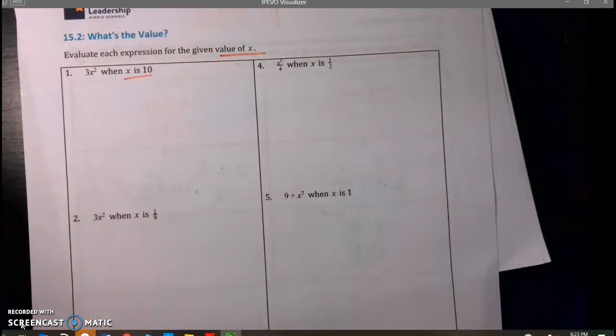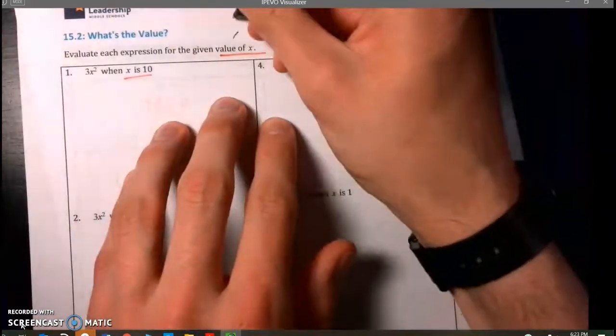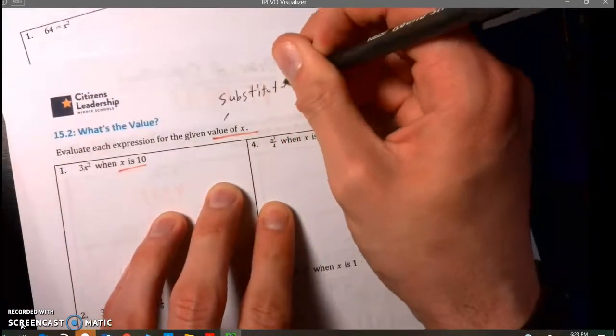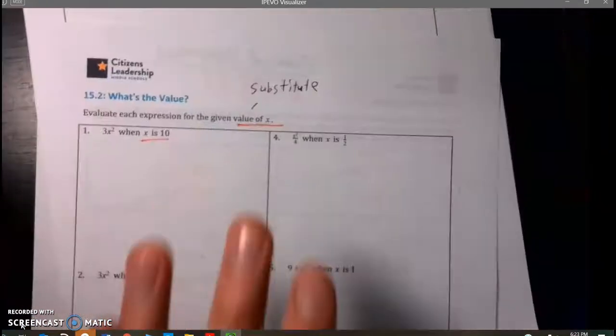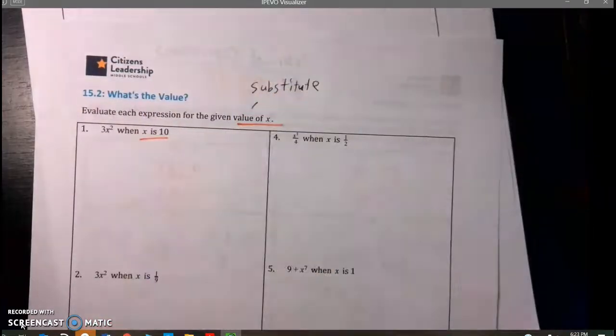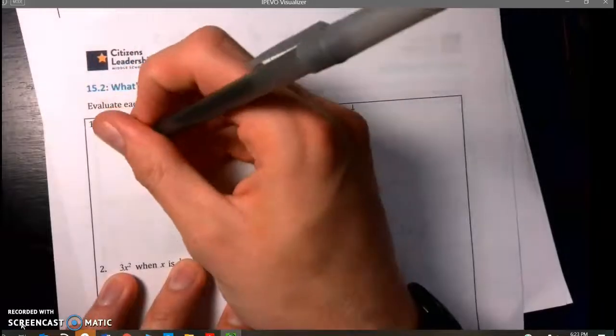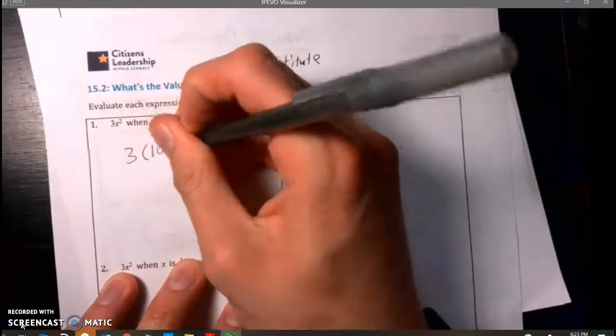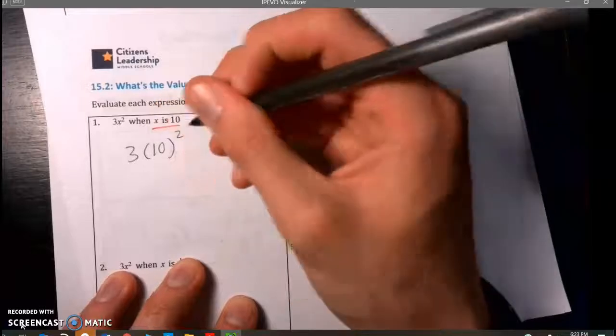So if they give you a value, that means we are going to substitute. Anytime you have a value for a variable, it's telling you x equals 5, y equals 12, whatever. If they're giving you a number for that variable, you need to substitute that value in to solve. Or in this case, they're using the word evaluate. So, instead of 3x squared, I'm going to replace x with 10.